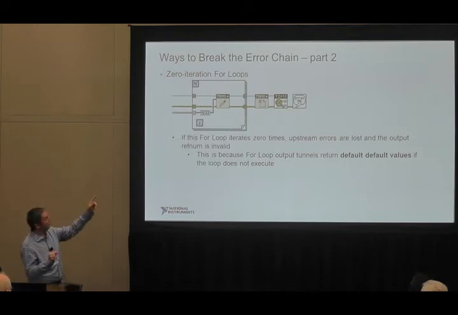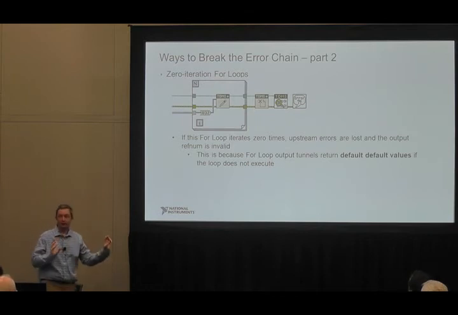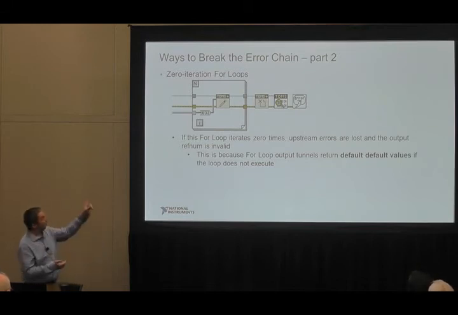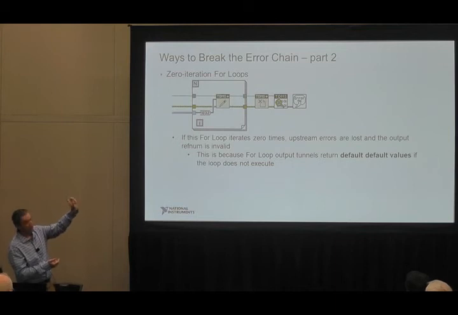So when that for loop runs 0 times, all of the output tunnels are going to return default values, which for the ref num is going to be just null ref num, and for that error cluster, it's going to be false, 0, empty string. So if an error went into that for loop, you are not going to see it on the output of that for loop, and that is another way that we might break the error chain without realizing it.